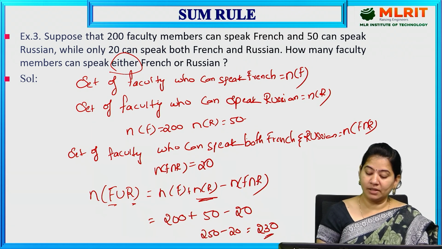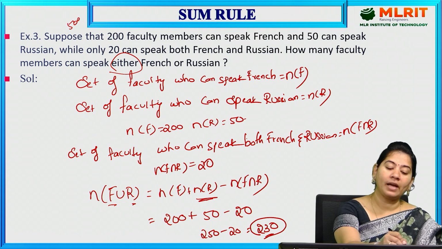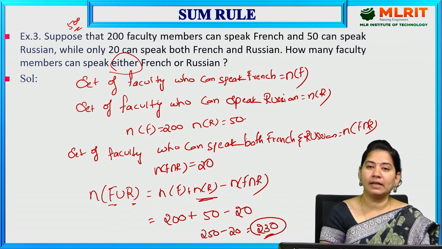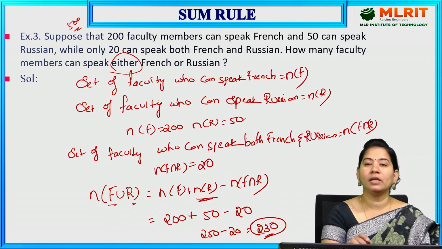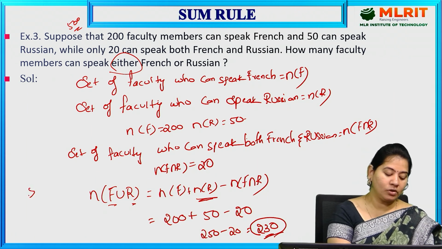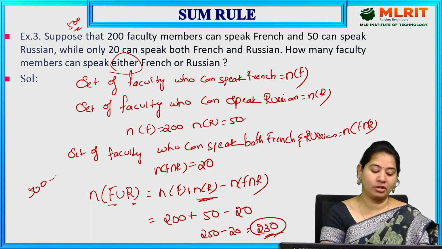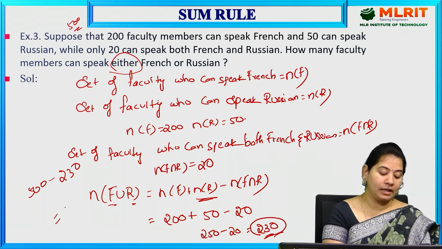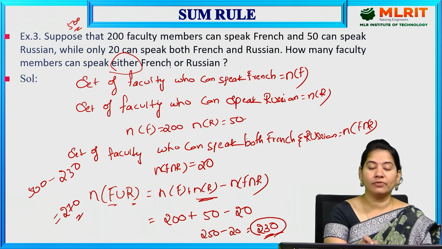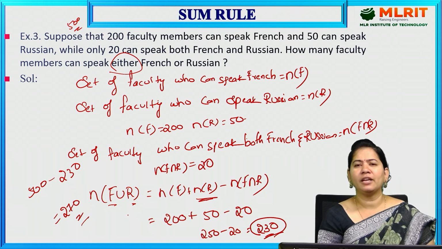So 230 members can speak. For example, let us suppose I have a total of 500 faculty members. Now the question is, find out how many faculty can neither speak French nor Russian. From the question, the total is 500 members, and from that, if you subtract the people who can speak either French or Russian, which is 230, then the leftover faculty can be considered as the people who can speak neither French nor Russian. So this is how you have to use this formula, the principle of inclusion, for any type of problems.